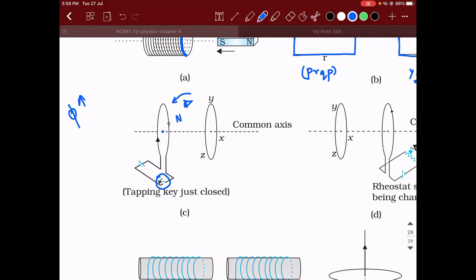Then it is going to act like north pole, and this side will be south pole. So when it is south pole, current will be in the clockwise direction. So answer is XZYX. Okay, XZYX is the direction of current.